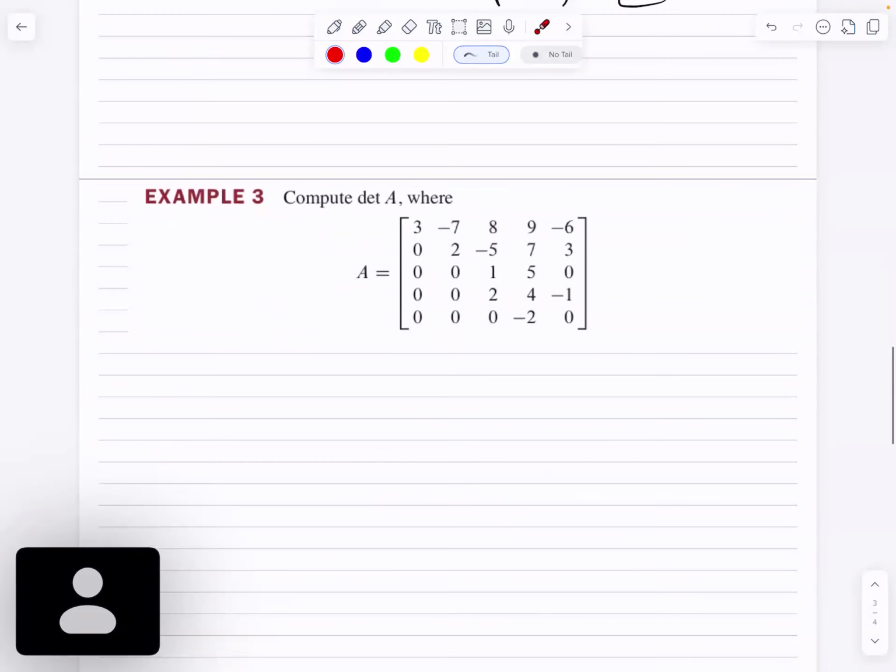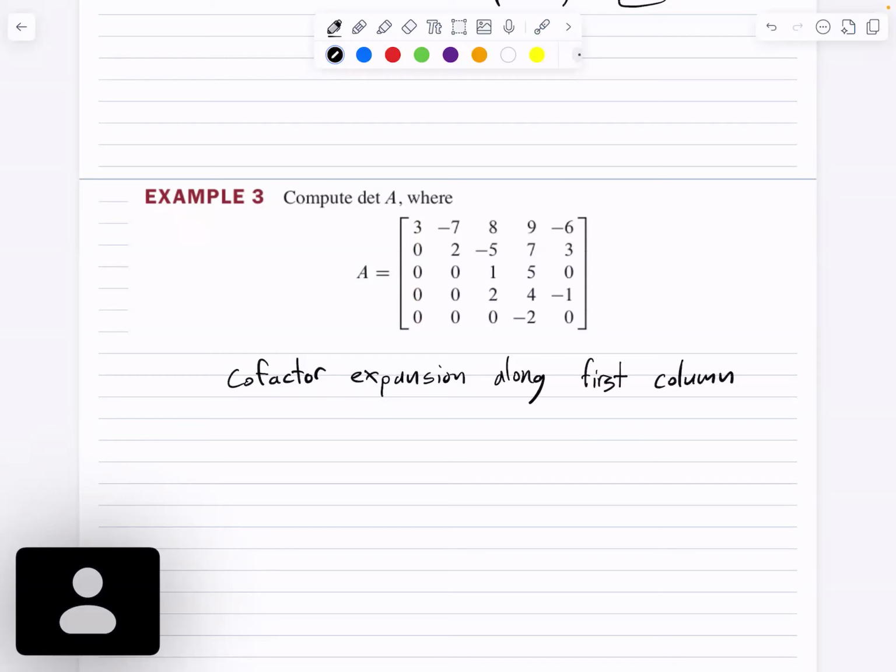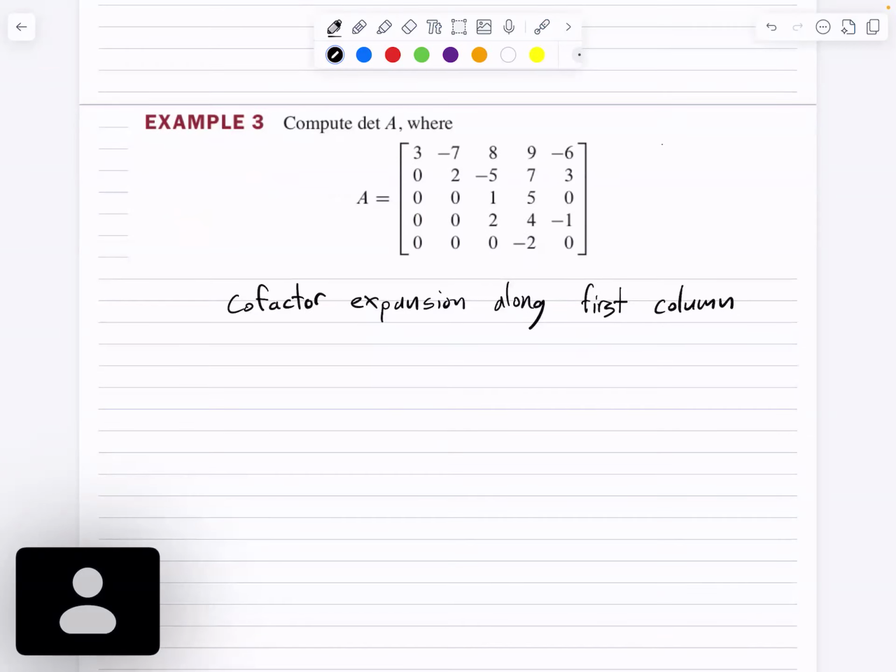So let's do that again with an even more complicated matrix. And so let's do cofactor expansion, and then what has the most zeros would be this first column. So cofactor expansion along the first column. And just a reminder, it's plus, minus, plus, minus, plus along that column.